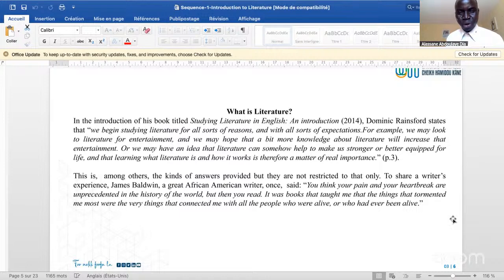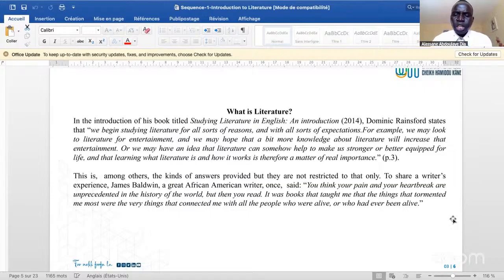That's what James Baldwin wanted to say. It was books that taught me that the things that tormented me most were the very things that connected me with all the people who were alive and who had ever been alive. He said that through books, you have discovered the real world and the unknown world. Through books, you see reality and fiction, they merge.